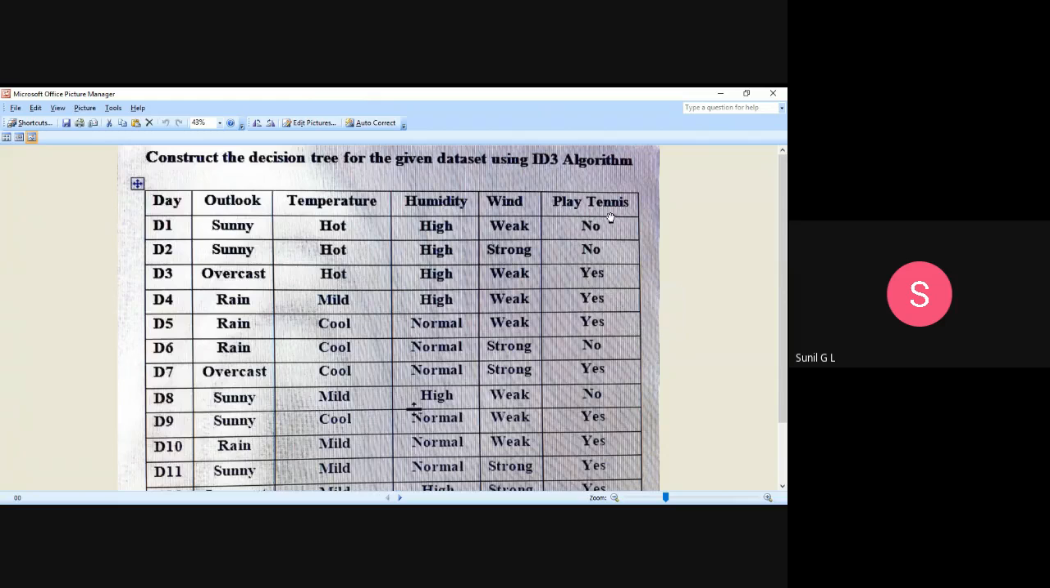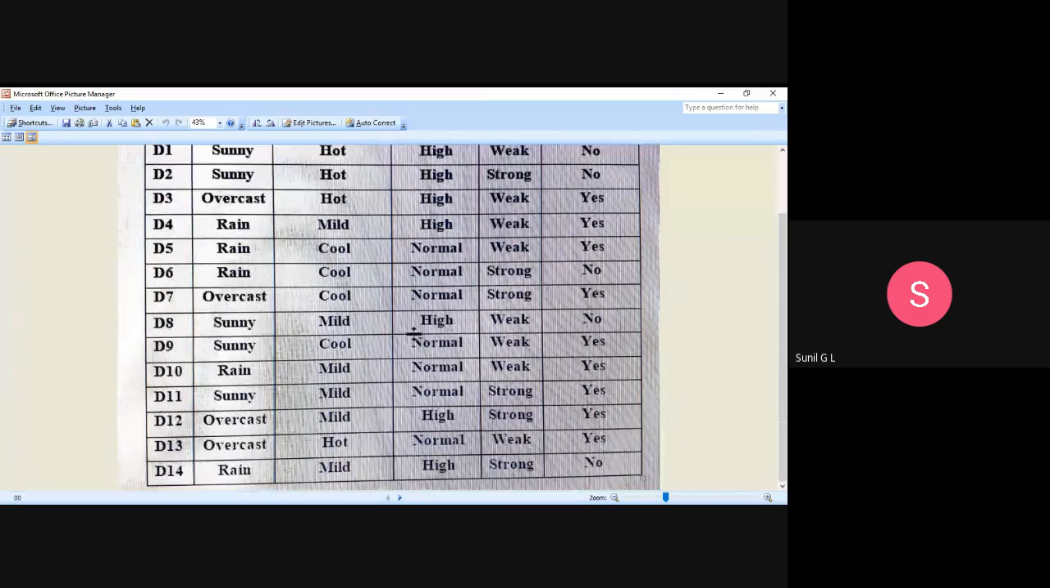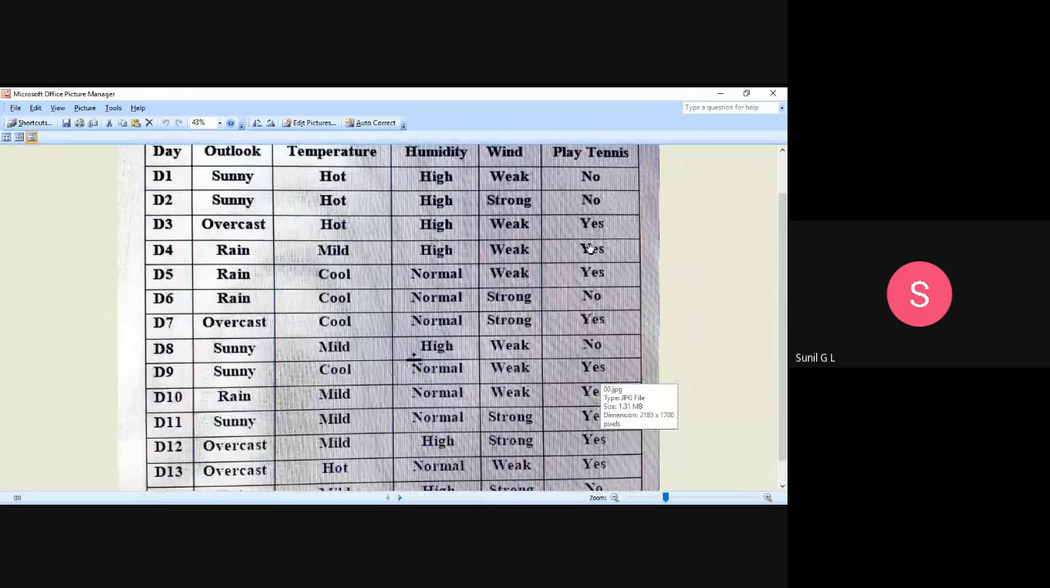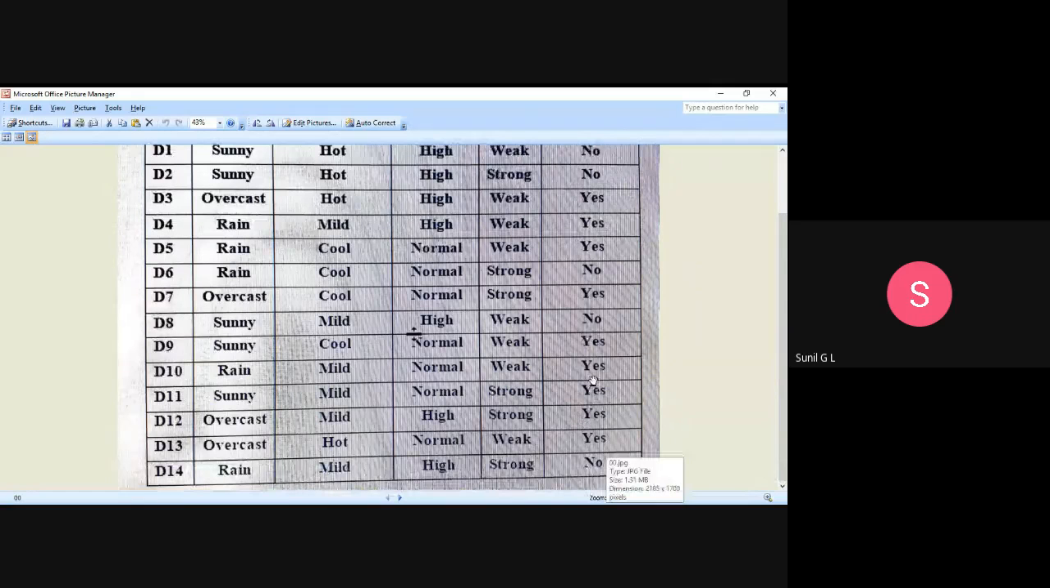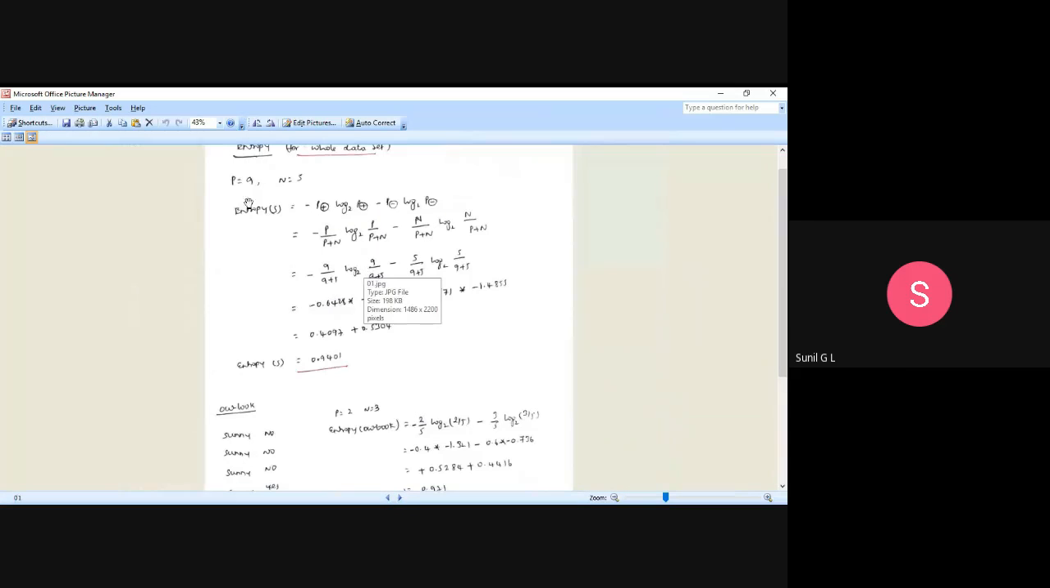When I calculate this, 9 rows are positive and 5 rows are negative. Check it: 1, 2, 3, 4, and the fifth one is the last no. So there are 5 no's and 9 yes's: 1, 2, 3, 4, 5, 6, 7, 8, 9. The total set is 14. In that, positive values are 9 and negative values are 5.